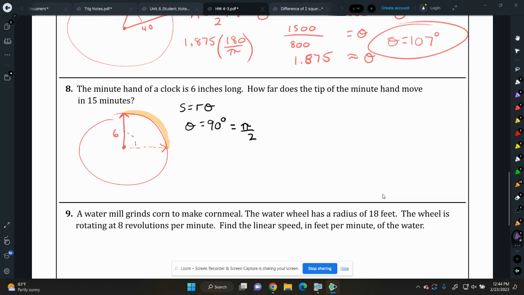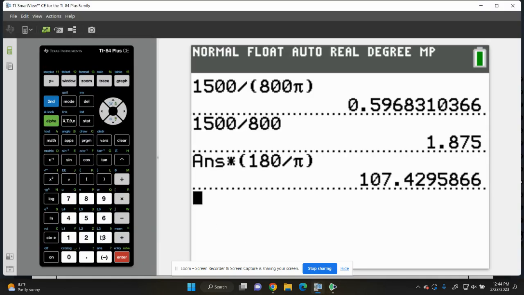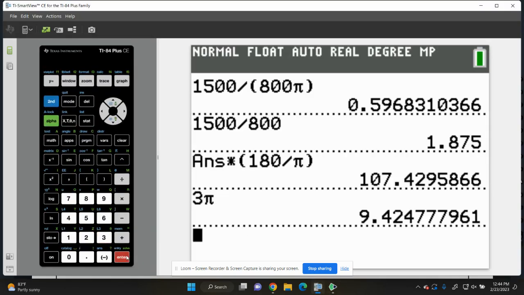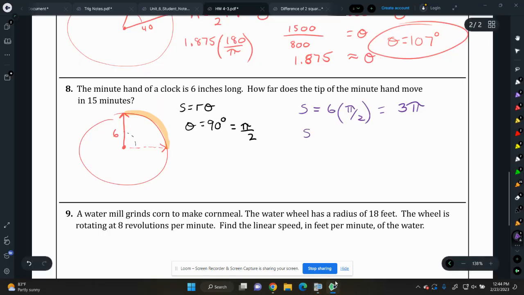Anyway, S equals R theta. So S equals 6 times pi over 2, so that is 3 pi. Now we're looking at a distance, so 3 pi really doesn't make too much sense to us. So we're going to figure out what that is. 3 times pi is 9.425. Is that correct? Approximately 9.425 inches. There you go.